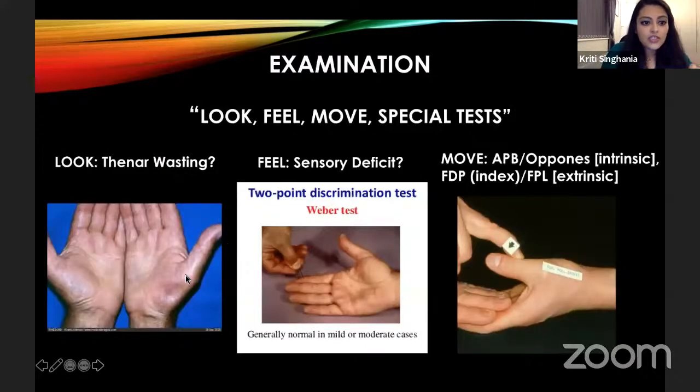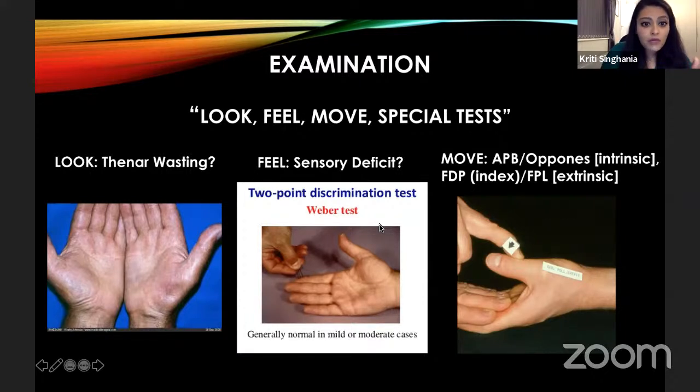So as you can see, this diagram here, and I don't know if you can see my cursor, but you can see that there's some thenar wasting going on, and that's usually an advanced or severe sign of carpal tunnel syndrome. When you move on, you'll go on to feel. And when you look at the sensory deficit for the patient, you can do 2 tests.